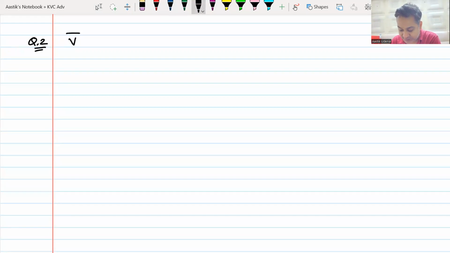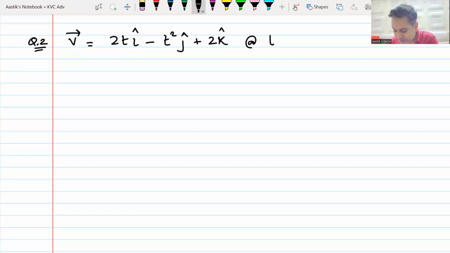So, the velocity is given as 2t i minus t square j plus 2k. At time t equal to 0, the particle position is 0.